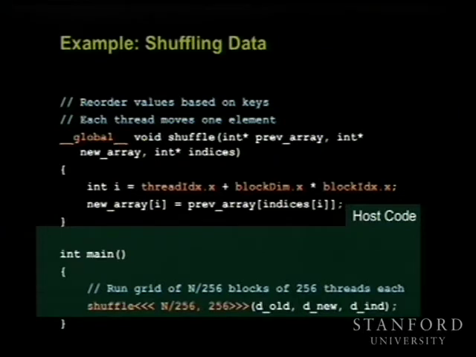The idea here is you have some array, and you have, let's say, reordered it. So for each element, you want to put it somewhere else. And you want to do this in a massively parallel fashion, taking advantage of the massive bandwidth of the GPU. So you have the new locations stored in the array indices, and you want to copy from the previous array to the new array.